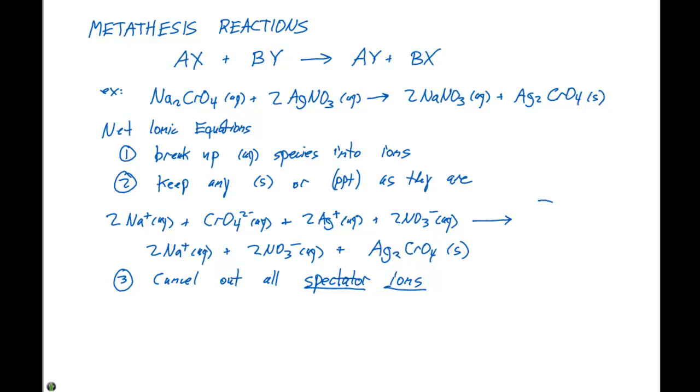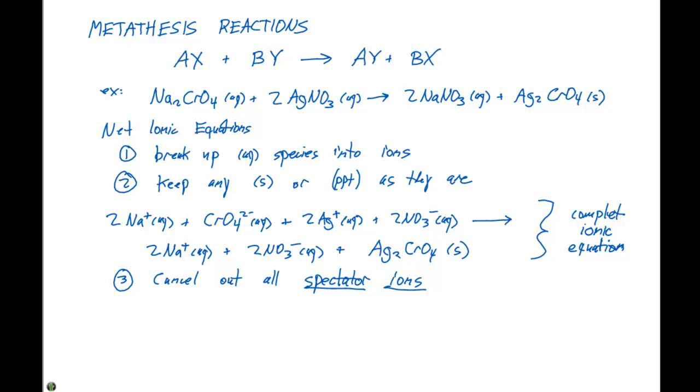The reaction that we have written here is what we refer to as a complete ionic equation. It shows all species that are involved, and it shows the identity of those species, whether we have an aqueous solution or a solid. What a net ionic equation is going to do is only indicate the ions and precipitates that are involved in the chemical reaction.